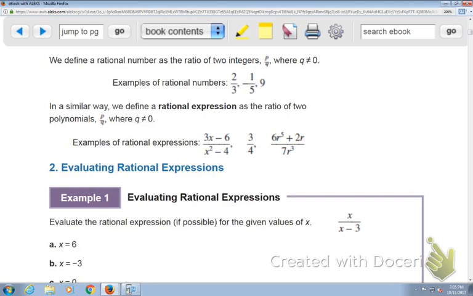3/4. That's technically a rational expression because 3 is a polynomial, degree 0, and 4 is a polynomial, degree 0. 6r to the 5th plus 2r over 7r cubed. Again, this is a rational, polynomial divided by polynomial. So I might even give you a function, f of x equals, say, x squared plus 6 over x minus 6.